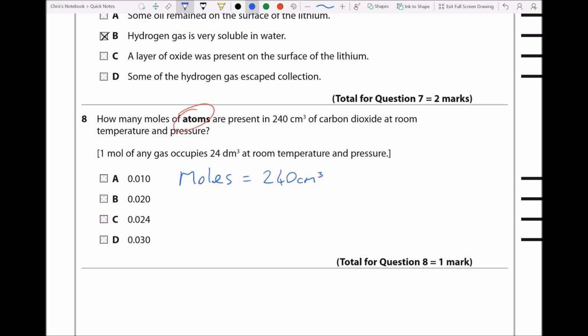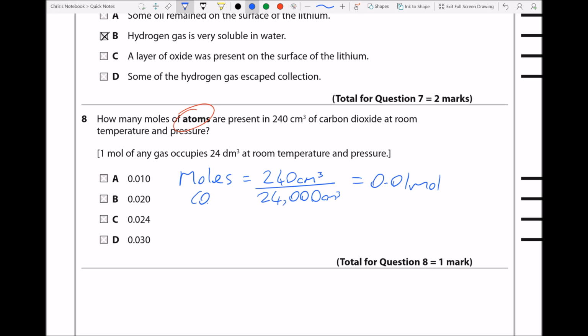So the number of moles, remember, is the volume of gas that we've produced divided by the standard. Now, because this is in centimeters cubed, instead of just using 24, I'm going to put 24,000 because that's in centimeters cubed. So basically 1 mole of any gas would occupy 24,000 centimeters cubed at room temperature and pressure. So I've just converted that. Now, if you put that into your calculator, you should get a value of 0.01 moles. Okay, so this is the number of moles of gas that we've produced.